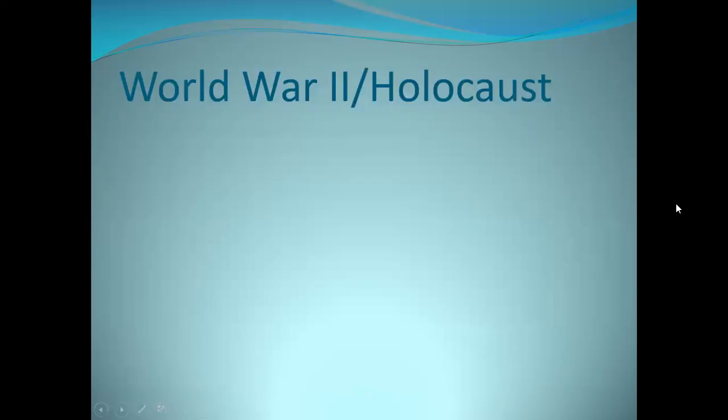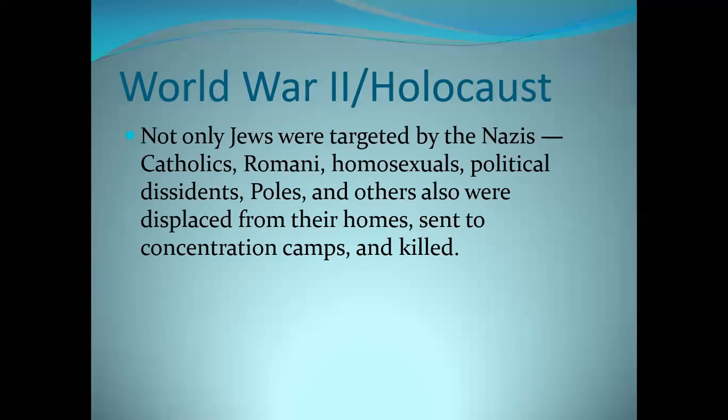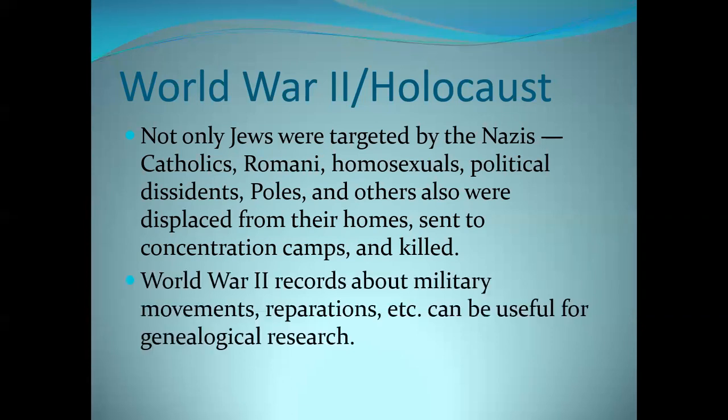Okay, World War II and Holocaust. Obviously, this is very relevant for Jewish research, but the Nazis did not target only Jews. They also picked on Catholics, Roma, homosexuals, political dissidents, Poles, and a lot of other people just because they got in the Nazis' way. So some of them were displaced, some were sent to concentration work camps, and a lot of them were also killed. Something to keep in mind for World War II research in general.